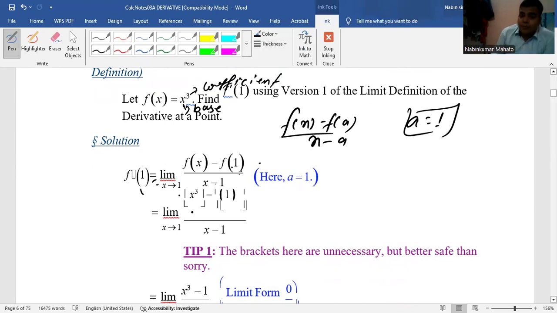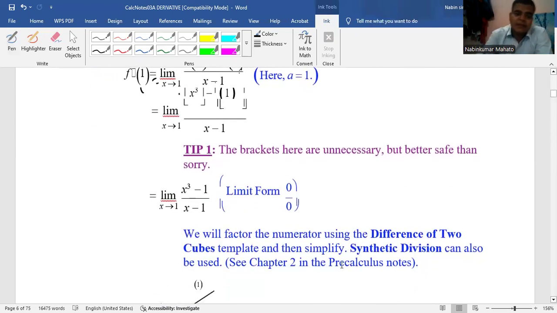So we have to substitute the value into (x cube minus 1) upon (x minus 1). Okay, so let's see what to do. Tip: the brackets here are unnecessary, but better safe than sorry. That's not important, but this is safe. Look at here.